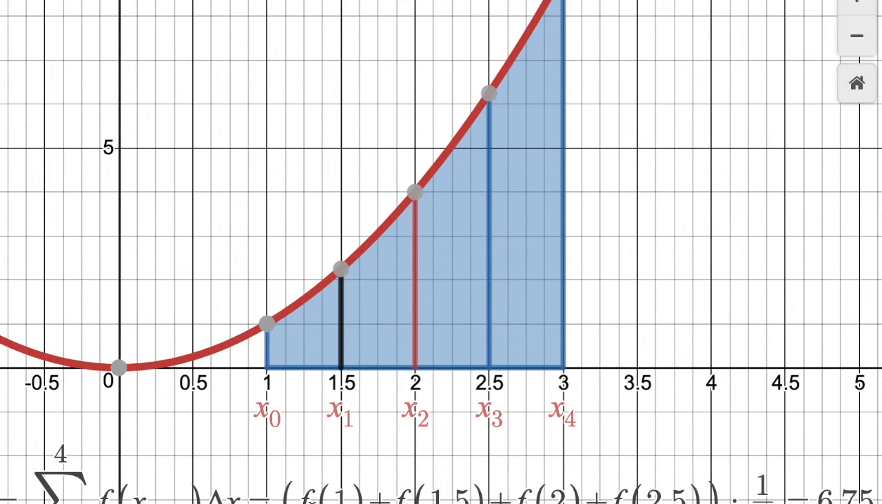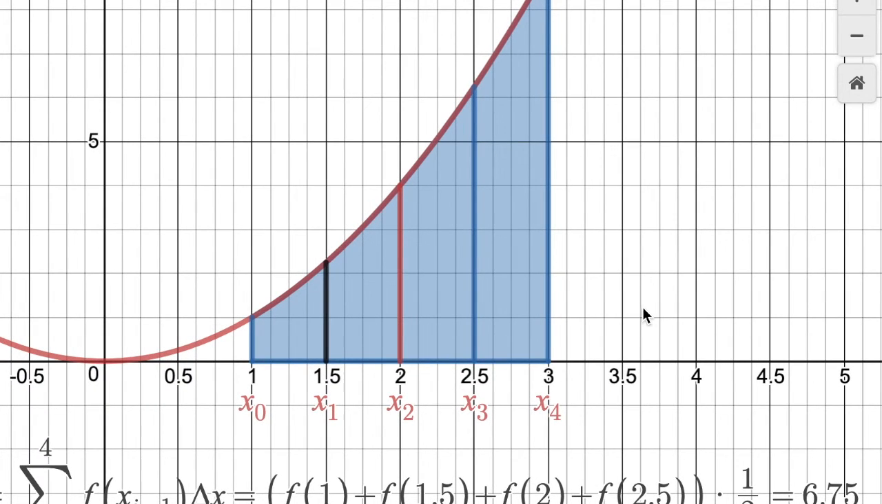So I add f of 1, right? So that's this one, that's x sub 0, f of 1.5, f of 2, and f of 2.5. Those are my 4 heights. And then each one has a width of 1/2. So when I multiply by 1/2, I can distribute this whole thing, and I'm going to get 6.75. So this is going to be my lower sum.